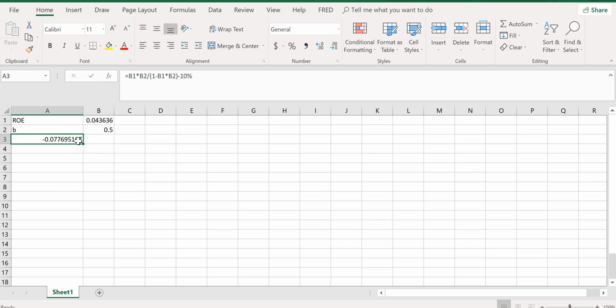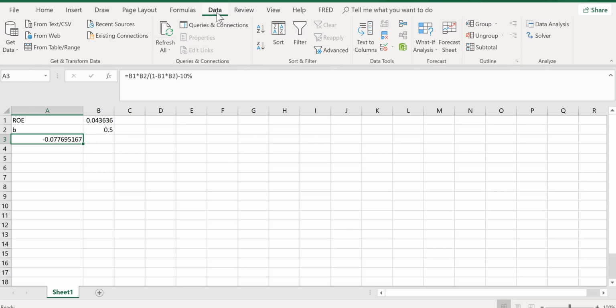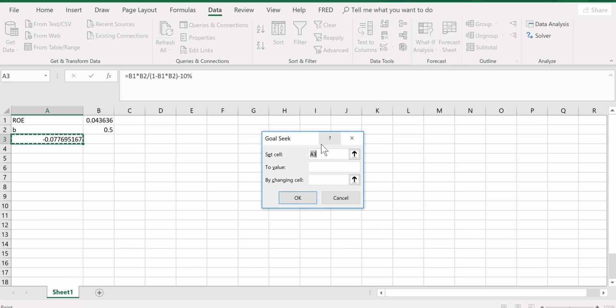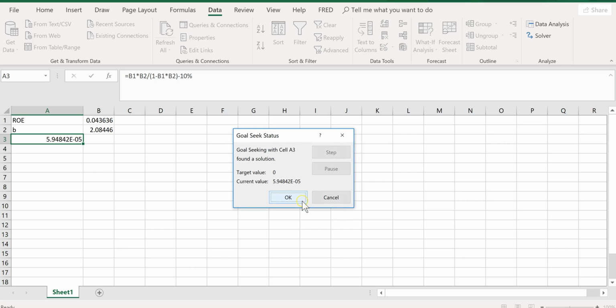But I can use a magic function in Excel to find a value of b that ensures this value is 0. How can I do that? I use, I believe on the Data tab, What-If Analysis, Goal Seek. Under Goal Seek, I want to set this A3 to the value 0 by changing cell B, and then OK. Okay, so now you see B has to be, even though this is not strictly 0 either, but it's very close to 0.